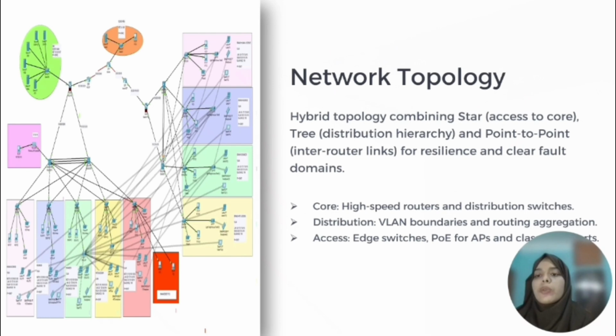Our network uses a hybrid topology, which combines the advantages of star, tree, and point-to-point topologies. The network consists of three main layers: core layer, distribution layer, and access layer. The design improves scalability, simplifies management, and ensures efficient communication throughout the campus network.